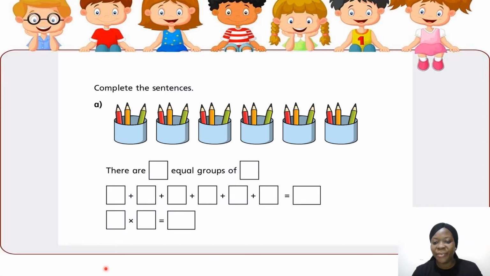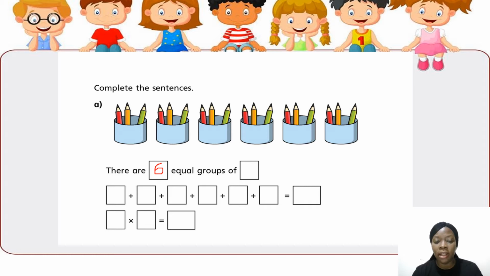Let's continue. Now, it says complete the sentences. There are what equal groups of what? Now, how many groups or how many cups do we have here? How many groups of pencils do we have here? Let's count together. 1, 2, 3, 4, 5, 6. So we have 6 equal groups of how many pencils do we have in each cup?